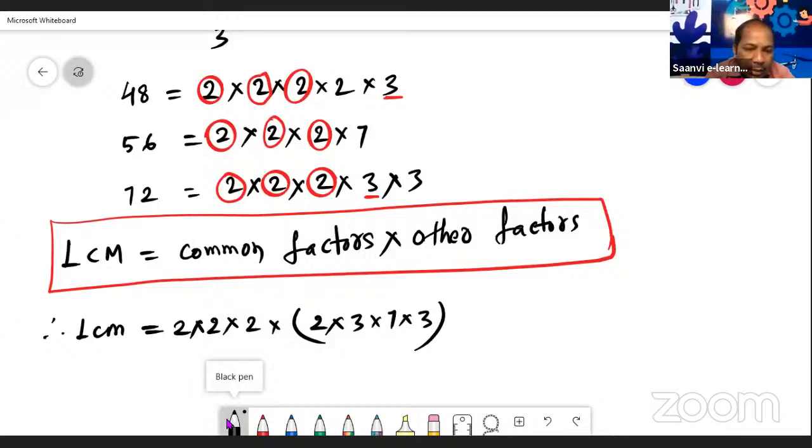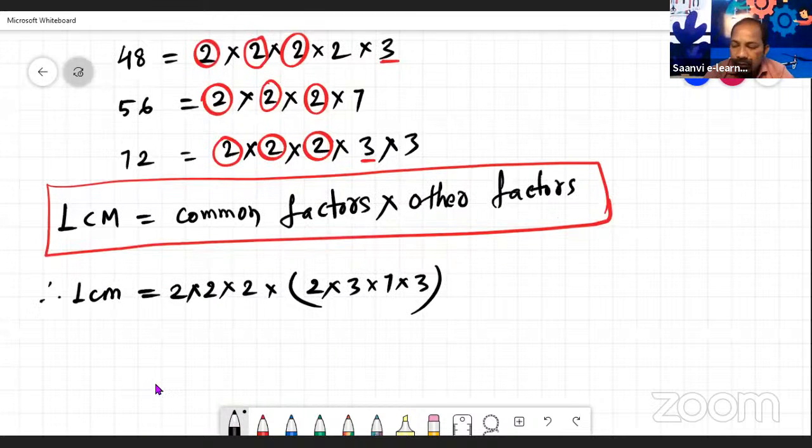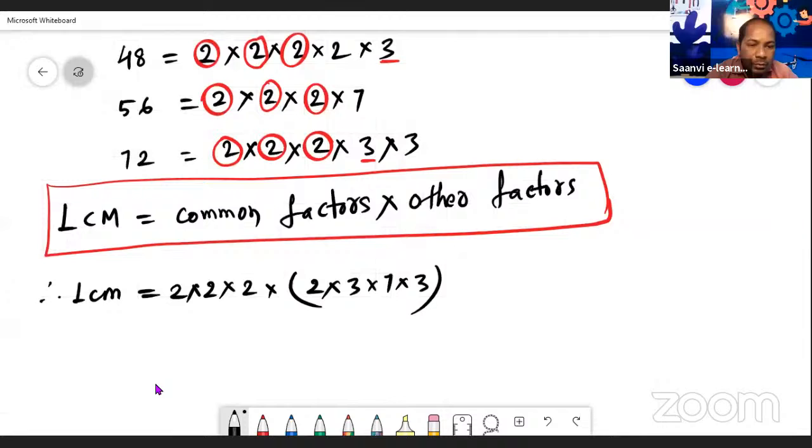Okay. Now multiply them. So multiply them. How much answer do you get? That is the LCM. So you multiply them and write them. See here 2 into 2 is 4, 4 into 2 is 8. This is total 8. And here 2 3s are 6, 6 7s are 42. 42 3s are 126.